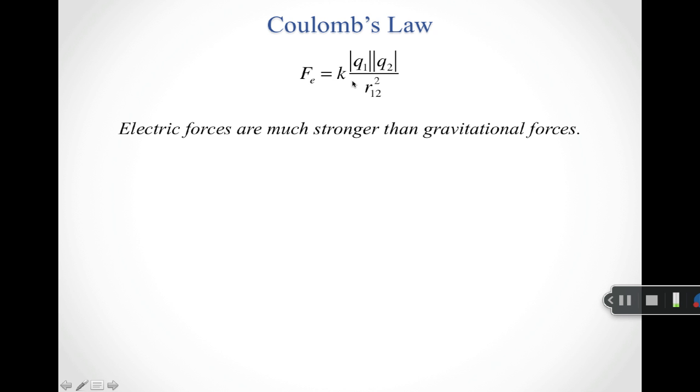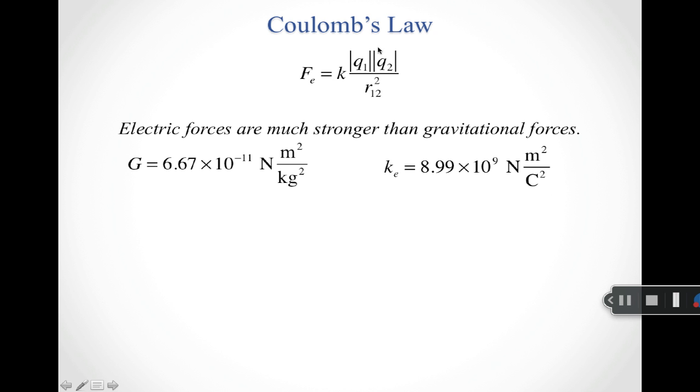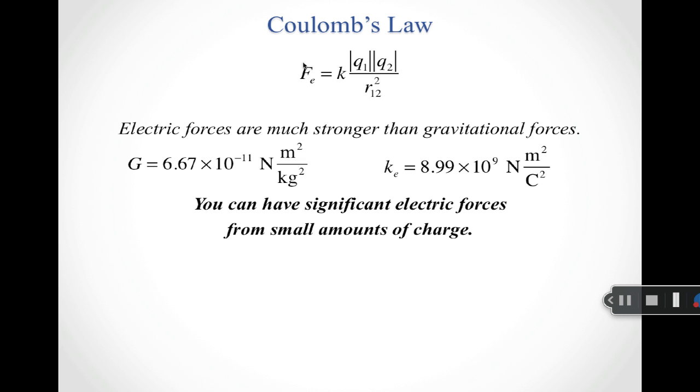Because K is very, very large, we don't actually need big charges to end up with very large forces. So I can get really strong electric forces between pretty small amounts of charge. And so we'll deal with charges that are often microcoulombs, 10 to the minus 6, nanocoulombs, 10 to the minus 9, maybe even picocoulombs, 10 to the minus 12. So very, very small charges will still result in very large forces.